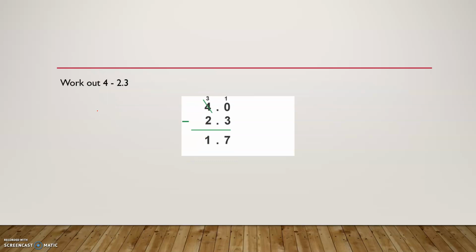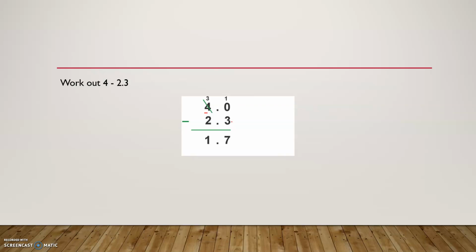Moving on to the next example, which is the subtraction. It says work out 4 minus 2.3. So we put our 4. We can add a 0, 4.0, just to line up with this number 2.3. So 4.0 minus 2.3.